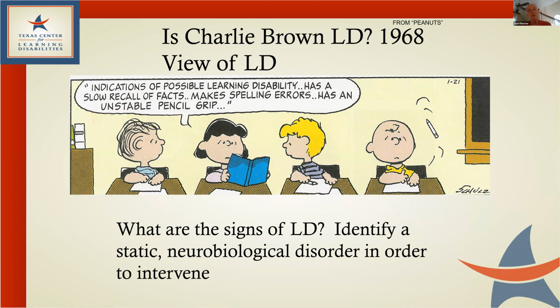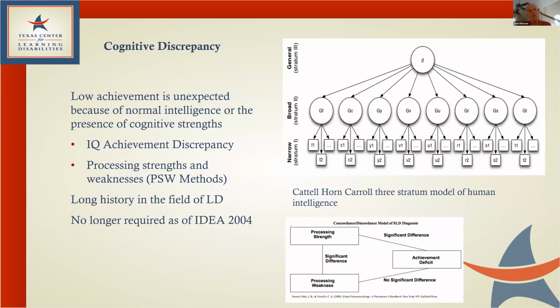Children change. They are dynamic, and you have to have a dynamic recursive approach to understanding learning disabilities. With a neurobiological disorder, in order to intervene, you have to figure out whether it's the parietal lobe that's involved, and if it's the parietal lobe, you train parietal lobe functions. It doesn't work, and that's why it's not used any longer.